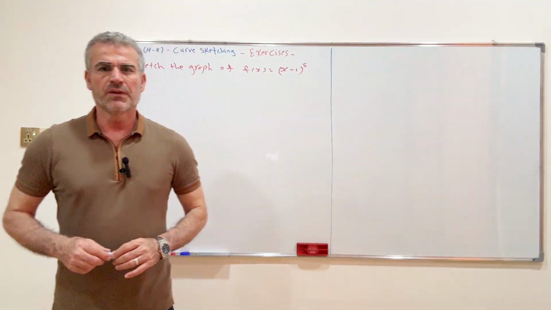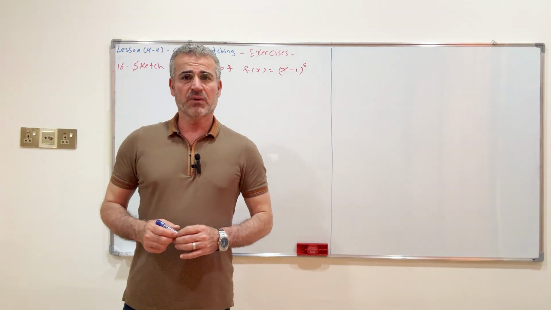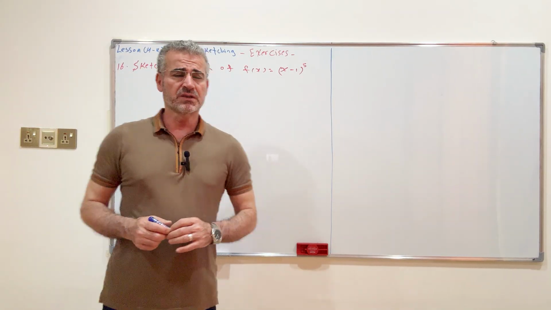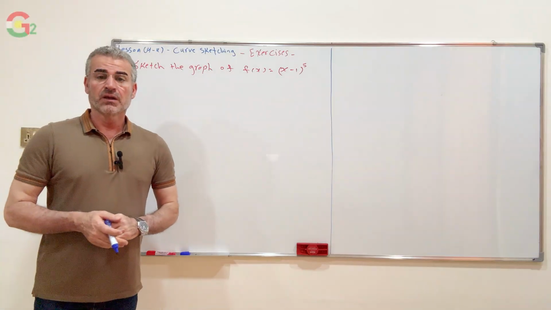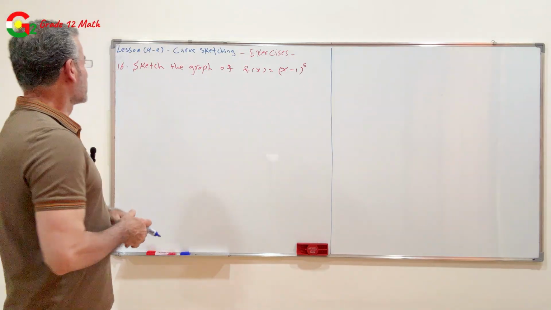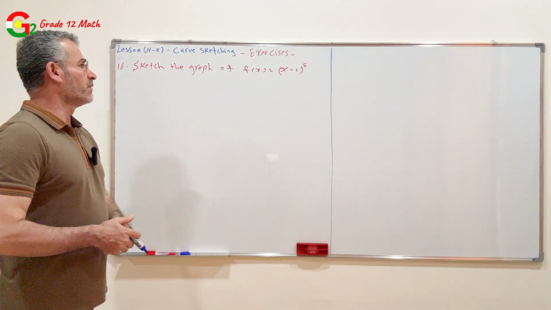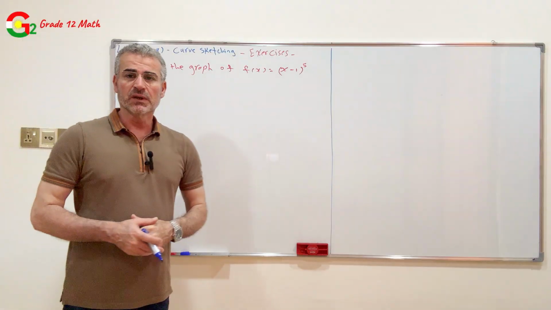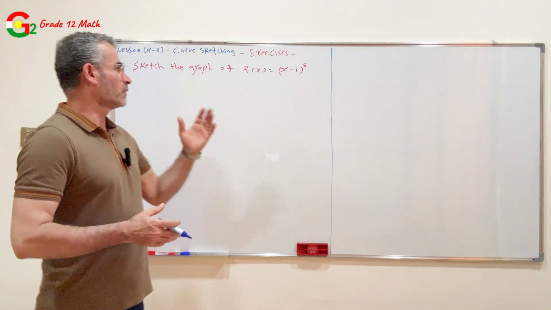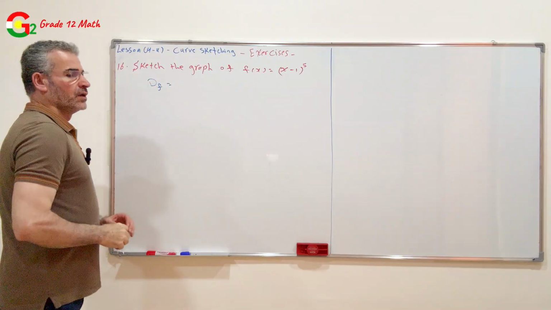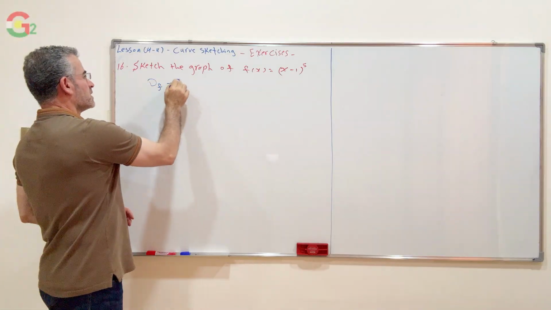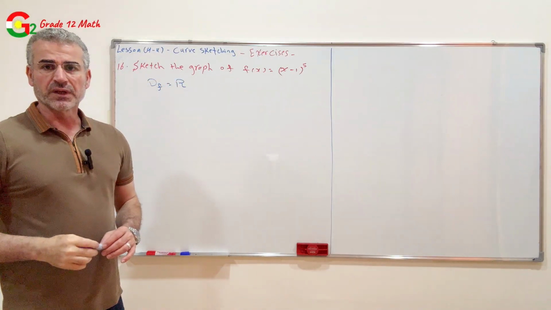Hello everyone. In this video I'll complete the last part of exercises of lesson 4.4 curve sketching. We reach question number 16. Sketch the graph of the function f of x equals (x minus 1) to the power 5. The domain of this function is all real numbers since it is a polynomial of degree 5.